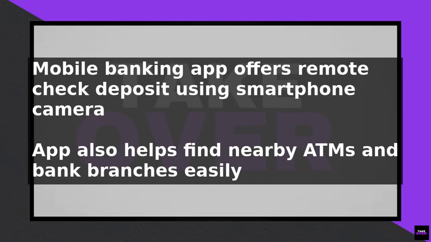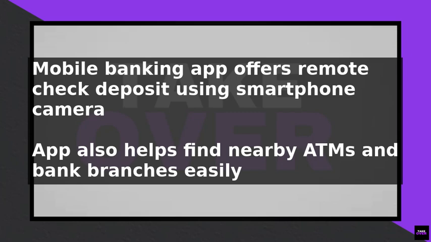U.S. Bank's web and mobile banking also offers a number of security features to protect your accounts. These include two-factor authentication, which requires you to enter a code sent to your phone or email in addition to your password, and account alerts, which notify you of any suspicious activity on your account.